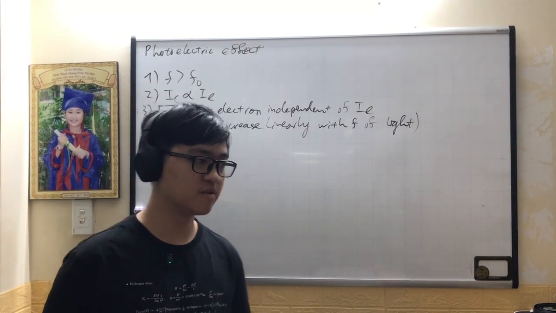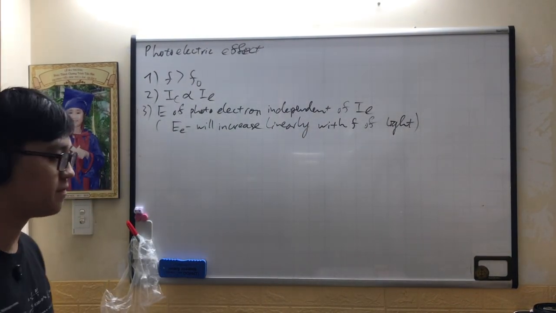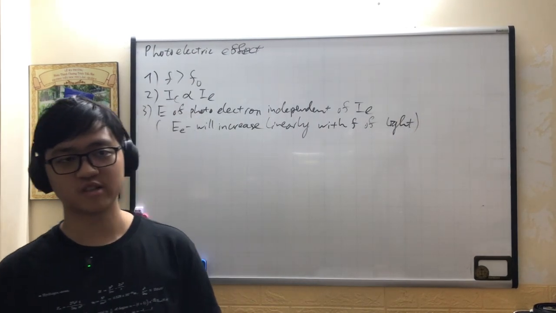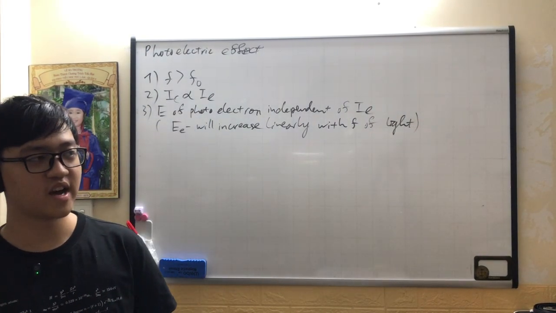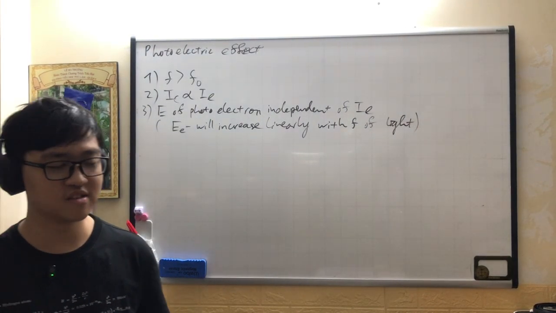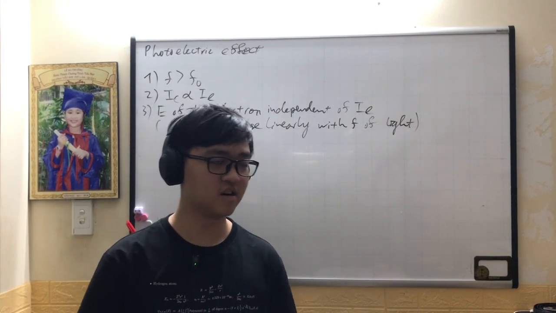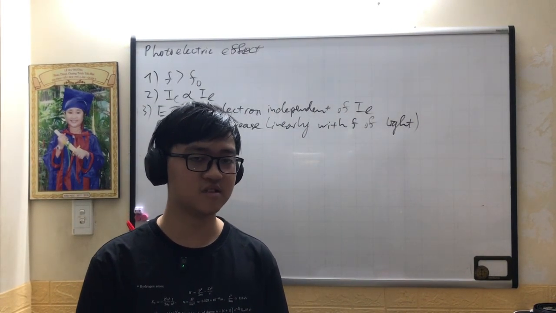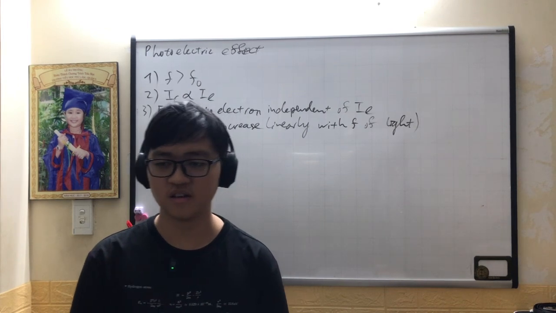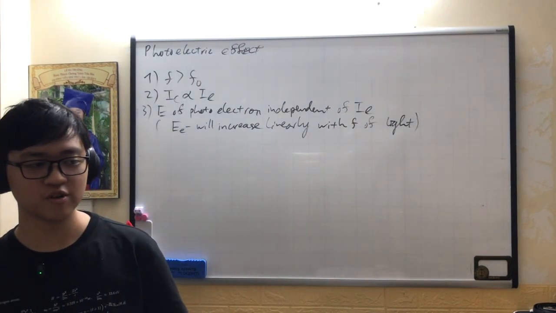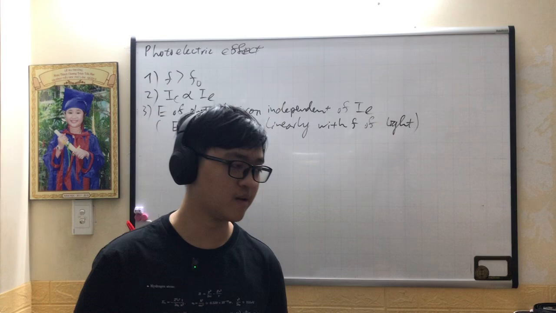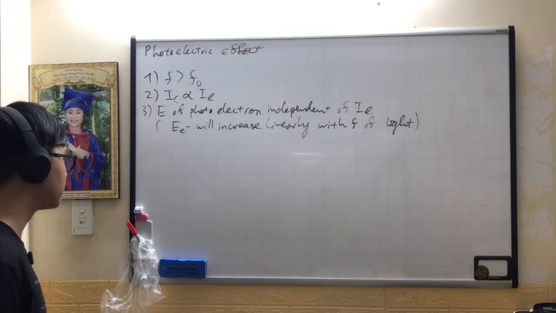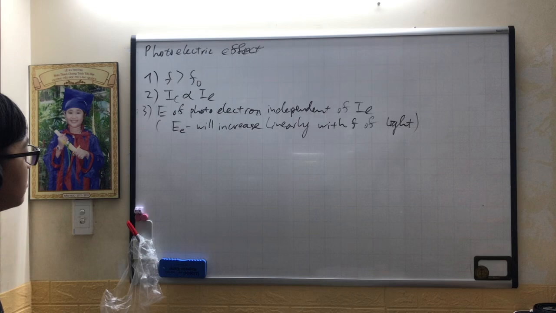Today we're going to talk about the photoelectric effect. The definition of the photoelectric effect is that when you shine a light onto a piece of polished metal, it's going to emit electrons. Those are called photoelectrons, hence the name photoelectric effect. And this effect has three properties.